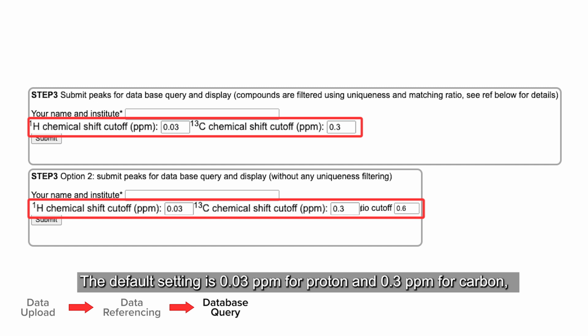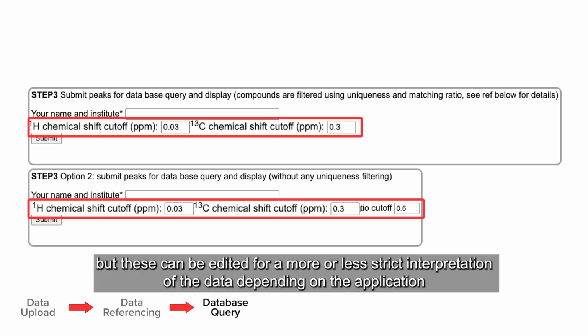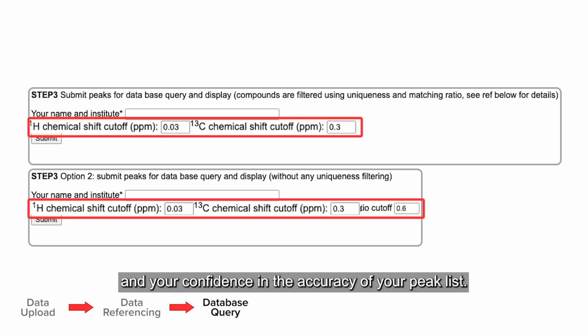The default setting is 0.03 ppm for proton and 0.3 ppm for carbon, but these can be edited for a more or less strict interpretation of the data depending on the application and your confidence in the accuracy of your peak list.